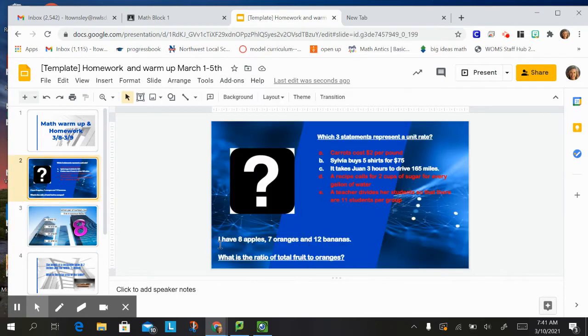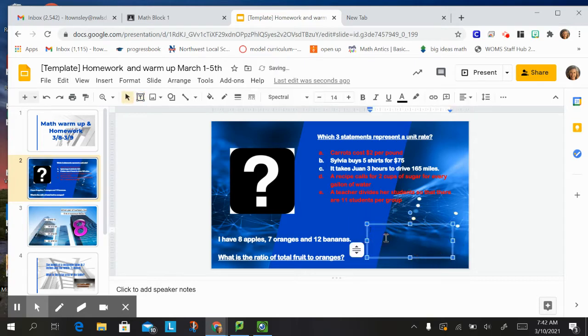All right. The last one on here, it says, I have 8 apples, 7 oranges, and 12 bananas. What is the ratio of total fruit? So your total fruit is needing to get added up. So 8 apples, 7 oranges, and then 12 bananas. So 8 plus 7 is 15. 15 plus 12 is 27. Okay, so you want to drop the text box.